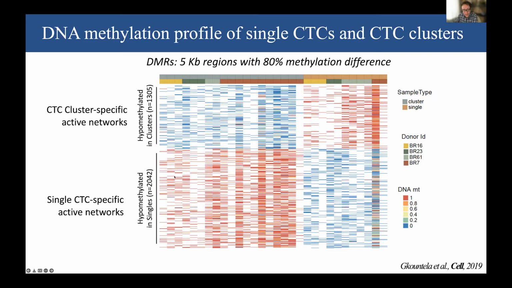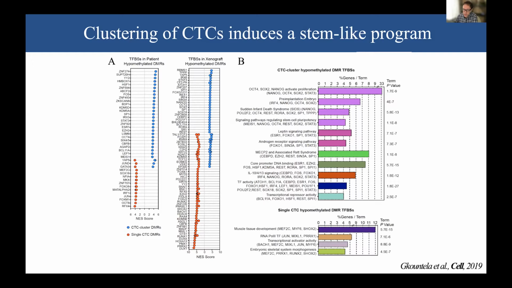So we analyzed the data and we saw that something very fundamental was happening. We saw that CTC clusters were characterized by a number of regions in their DNA where methylation levels were particularly low. And the very same regions in single CTCs, even if you took the single CTCs from the very same patient, were hypermethylated, so very, very high methylation levels. We then asked what type of regions these are, and they are the binding sites for a number of transcription factors. We of course did this in patients and also repeated it in mouse models.